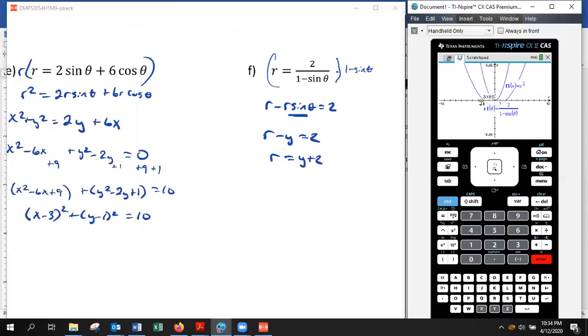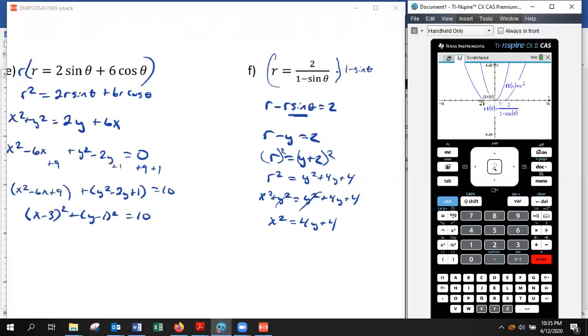And now, how do I get this? I have a mixture of r's and I have a mixture of y's. What I'm going to do is I'm going to square both sides. And by squaring both sides, I now have r squared equals, let's go ahead and say, y squared plus 4y plus 4. This r squared turns into x squared plus y squared, which equals y squared plus 4y plus 4. And so if I subtract y squared from both sides, I will get x squared equals 4y plus 4.